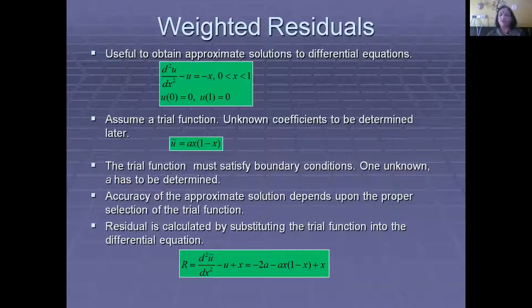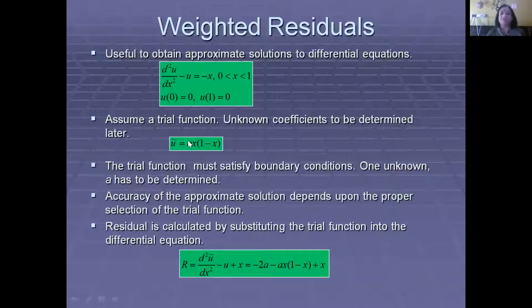Let us assume a trial function. Let us arbitrarily assume that the solution to this equation is u tilde. The reason I use u tilde instead of u is to differentiate it from the exact solution. So u tilde would be an approximate solution obtained by some numerical technique, and it will be different from the exact solution, which will be specified as u.